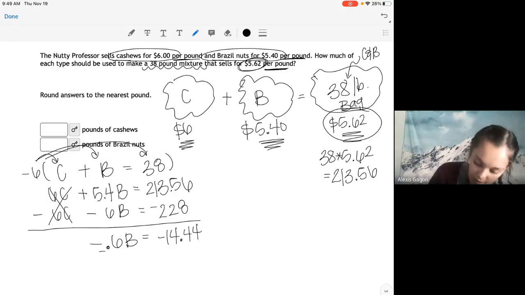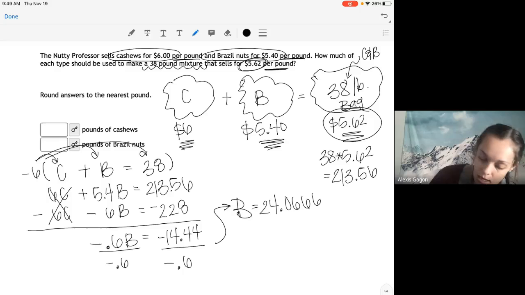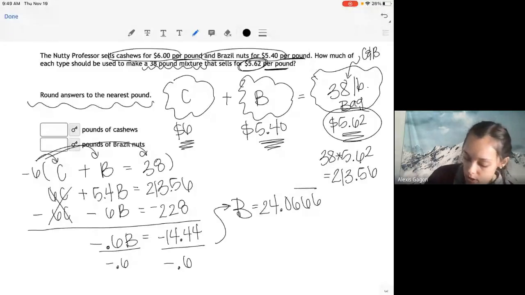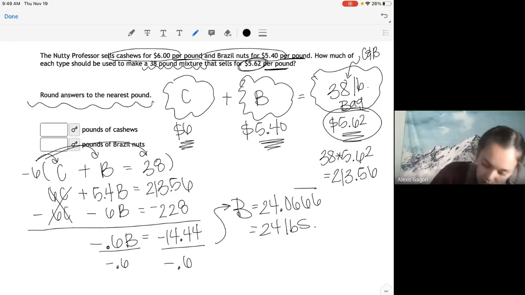And then we're going to divide by -0.6. So B equals, we get 24.0666, but we're rounding to the nearest pound. So we're just going to call this 24 pounds. So we have 24 pounds of Brazil nuts.